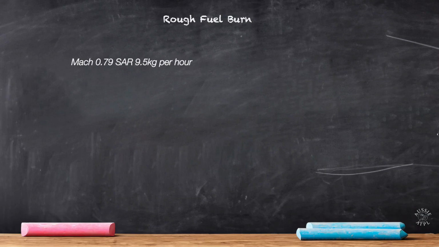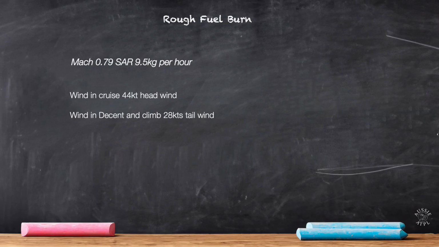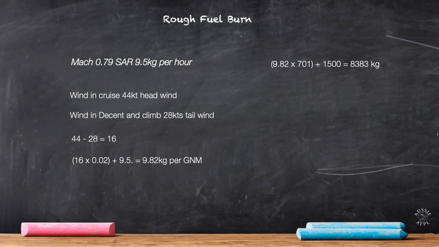So we've got our specific air range that we had before of 9.5 kilos per hour. We just need to adjust it for our wind, so we'll take the total wind. We've got our cruise wind and descent and climb. The difference is about 16 knots of headwind. Adjusting our specific air range for our headwind gives us 9.82 kilos per ground nautical mile, which is just an estimate. Times that by our total distance, and then add an additional 1,500 kilos just to get a rough flight fuel, which gives us 8,383 kilos as our estimated flight fuel.